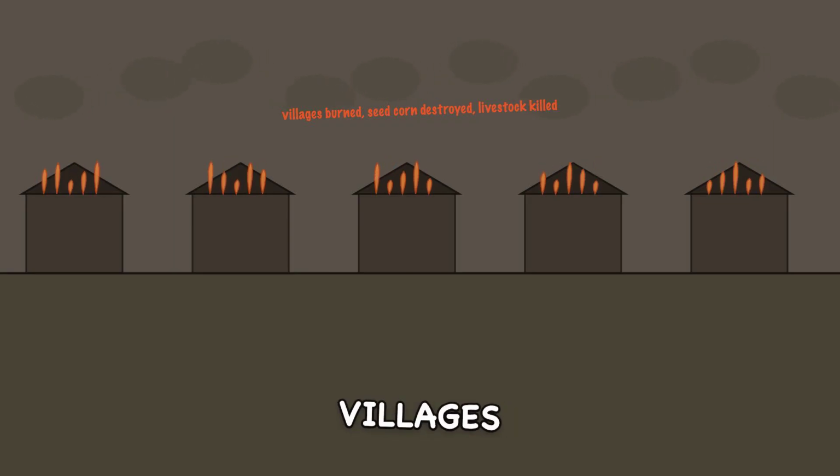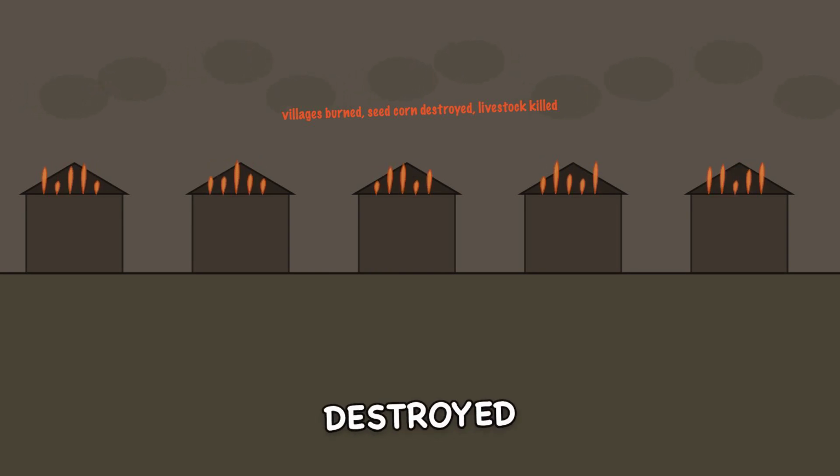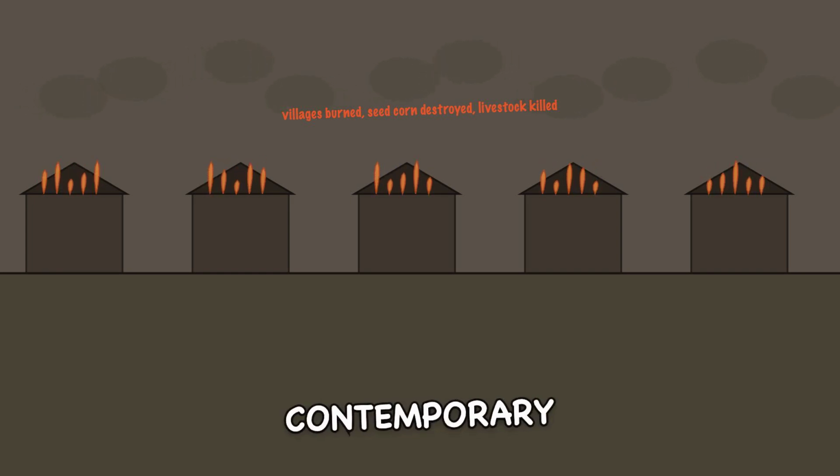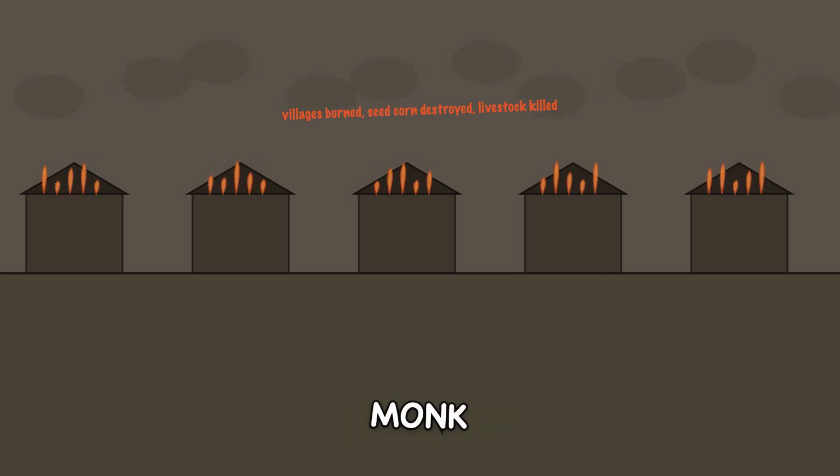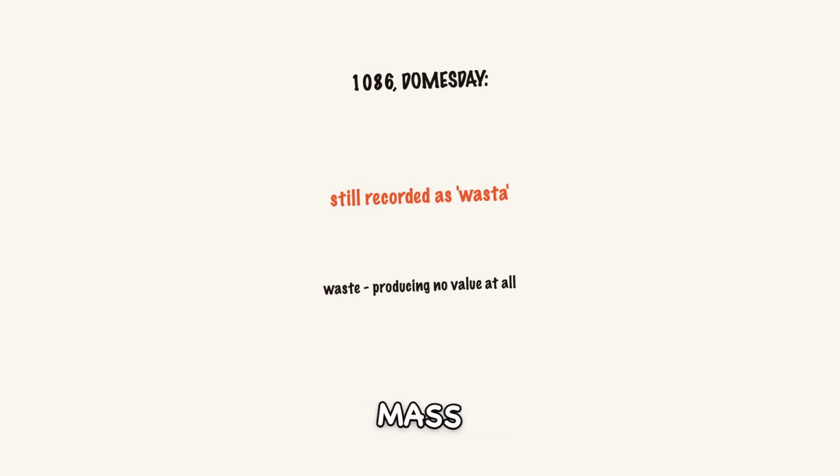Norman forces burned villages, slaughtered livestock, destroyed stored grain and seed corn, and salted or ruined farmland across huge stretches of Yorkshire and the surrounding shires. Contemporary chroniclers, including the Norman monk Orderic Vitalis, described mass starvation and even wrote that William would answer for the atrocity before God.